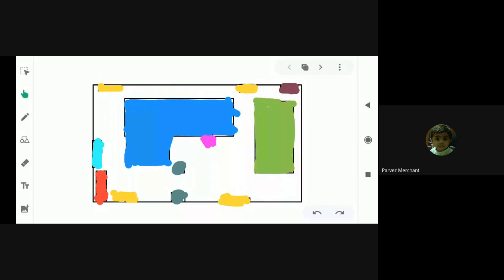These terms, two-dimensional, three-dimensional, flat surface, curved surface, area, perimeter, all these terms you already used in the previous standard. But I am just clearing the concept about it.